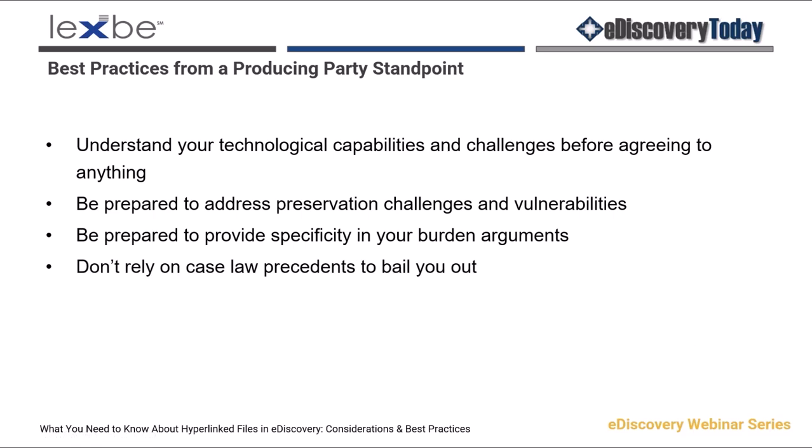You also shouldn't rely on case law precedents to bail you out from having to produce hyperlinked files. While there have been several courts that have ruled that hyperlinked files don't have to be produced as modern attachments, those rulings were based on the technological capabilities available at the time. Because those capabilities will evolve, future cases will depend on the capabilities available at that time, which may be more robust than they currently are today.